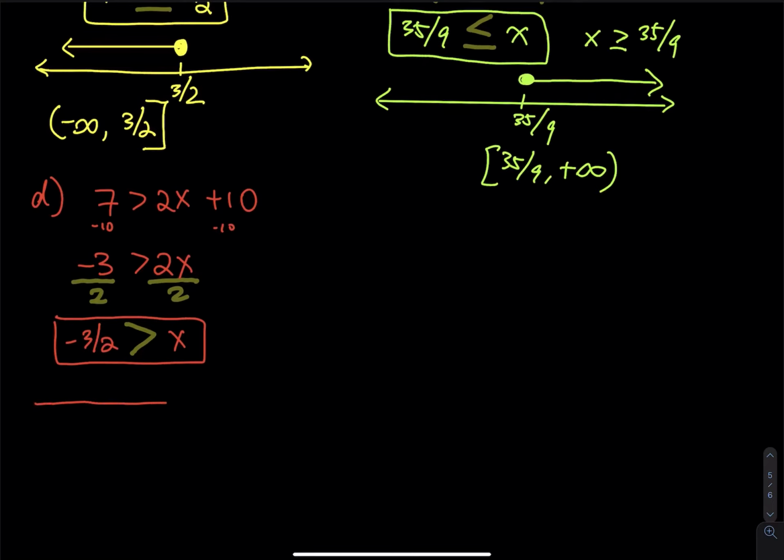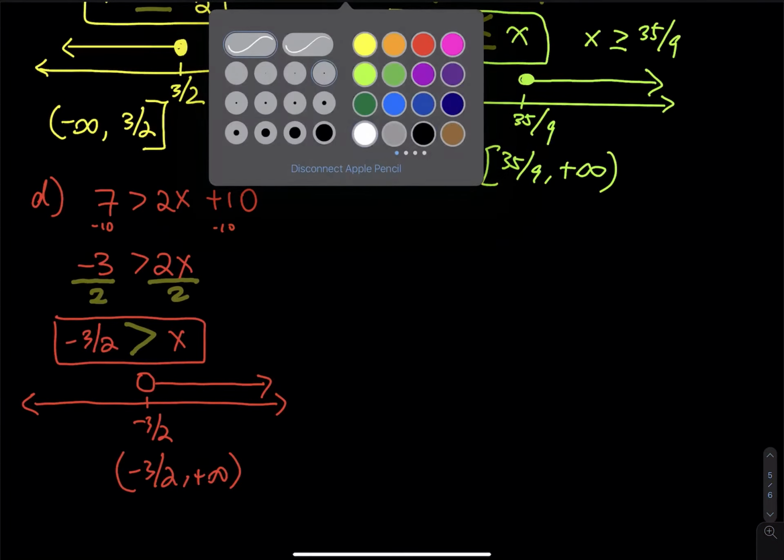And then the number line. So you have negative 3 halves, greater than, open circle. This is greater than, so you have negative 3 over 2 to positive infinity. So that is your part D, and then let's do part E.